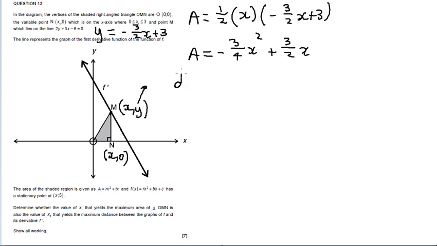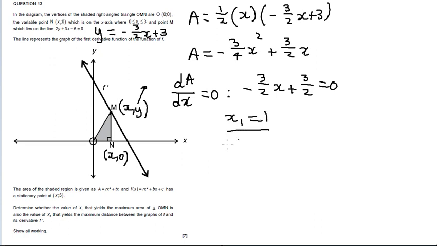Now to get the maximum area, we make the derivative equal to 0 and solve for x. This will give me negative 3 over 2x plus 3 over 2 is equal to 0. And if I solve for x, I get x, which is equal to x1, is going to be 1. We're now going to try to get the value x2, which gives me the maximum distance between f and f prime. So I have the equation of f prime already, which is a straight line.